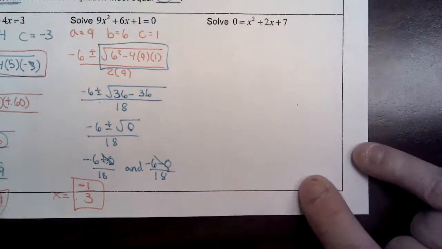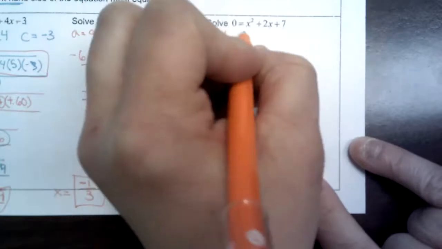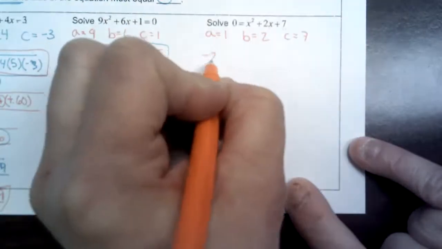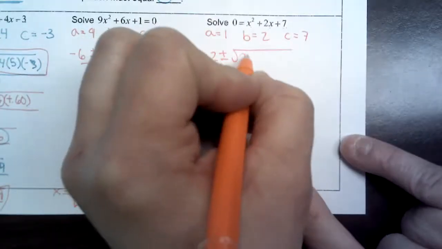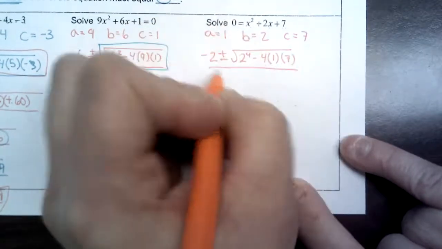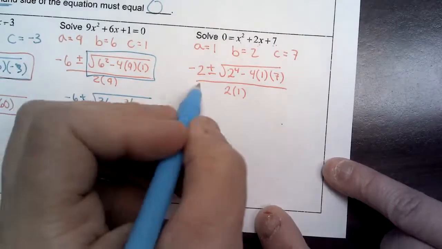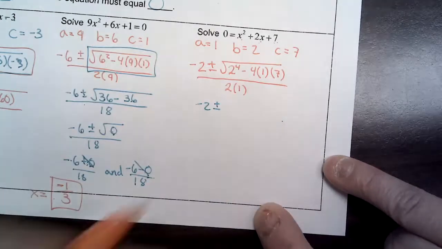Okay, and let's see what happens on this last one. So I'm looking at the same thing. I have my ax squared plus bx plus c. A is 1, b is 2, c is 7. So I'm going to do negative b plus or minus the square root of b squared minus 4 times a times c all over 2 times a. All right, so now I'm going to start working it. So negative 2 plus or minus 2. Oh, for some reason I wrote 2 to the 4th. It should be 2 squared.